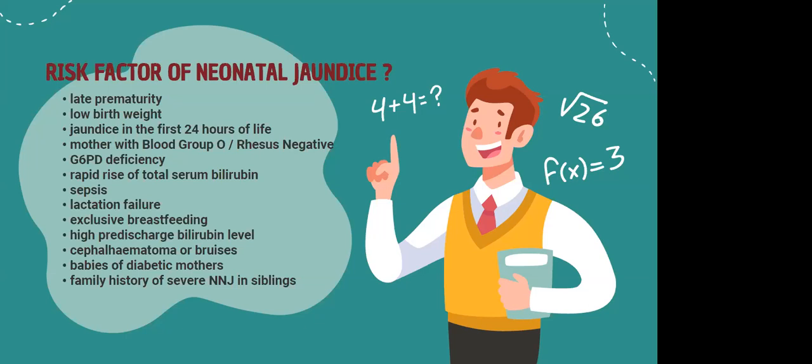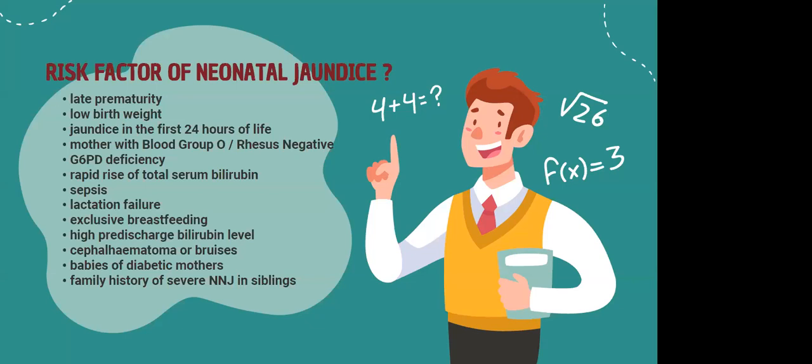will have the following risk factors: late prematurity, low birth weight, jaundice in the first 24 hours of life, mothers with blood group O or rhesus negative, G6PD deficiency, rapid rise of total serum bilirubin, and sepsis, because sepsis greatly increases the risk of bilirubin toxicity. Others are lactation failure, exclusive breastfeeding, high pre-discharge bilirubin level, cephalohematoma or bruises, babies of diabetic mothers, because they can deliver macrosomic babies, and a family history of severe neonatal jaundice in a sibling.